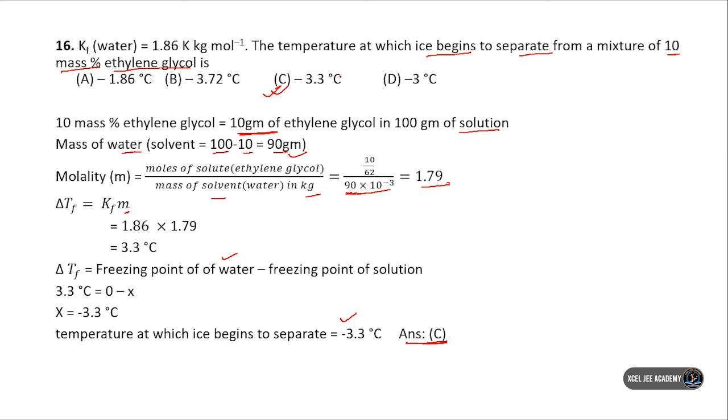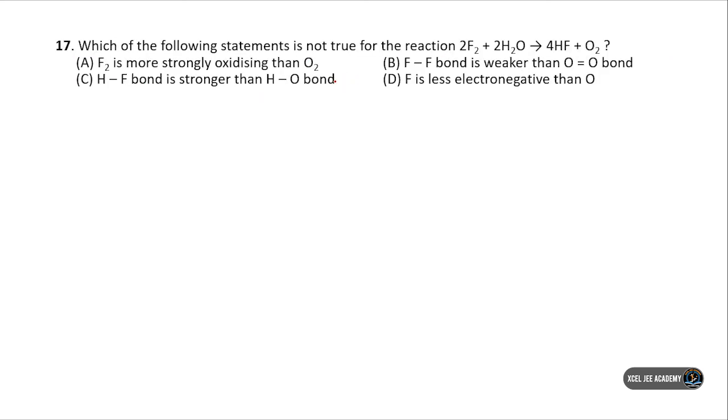Moving on to the 17th question, we have to find out of these statements which statement is not true. So it is a pretty simple question. In this we can see that option number D is written as F is less electronegative than oxygen, and we all know that the most electronegative atom present in the periodic table is fluorine. So fluorine is obviously more electronegative than oxygen, and option number D, hence, is incorrect. So our answer is option number D.